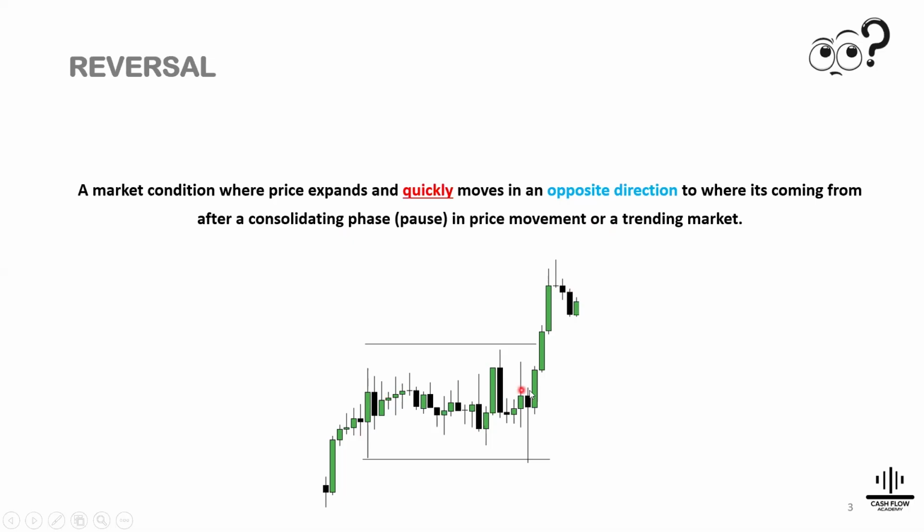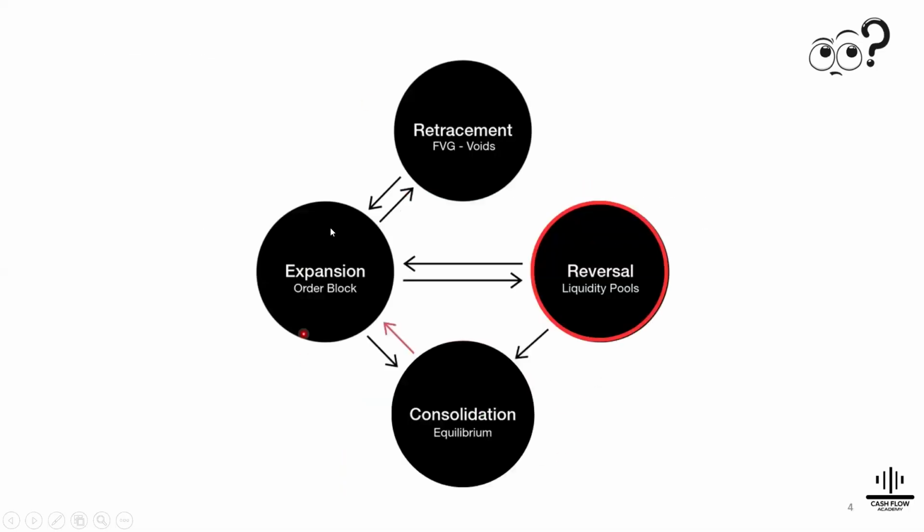You can see how price was consolidating. Price ran lower, took liquidity, and it rallied higher. So this is a reversal, example of a reversal. Now you can remember this chart here, this diagram. It all starts from the consolidation. So market moved from consolidation to expansion. From expansion, it could either go back to a consolidation, and it could either reverse or it could either retrace.